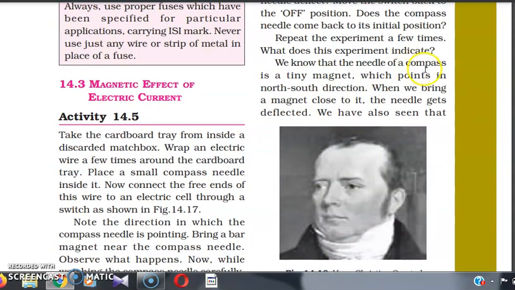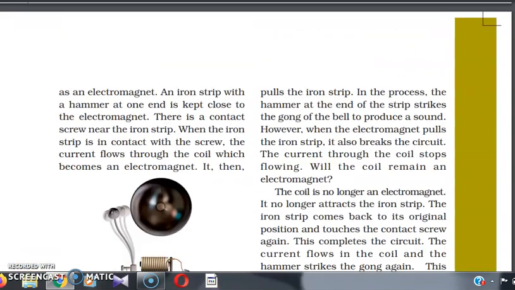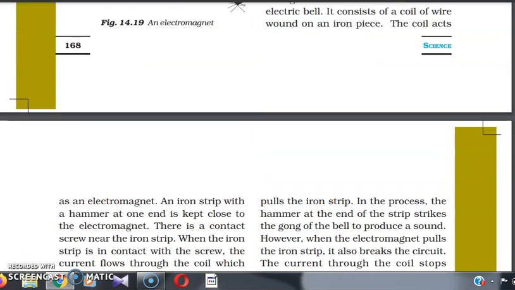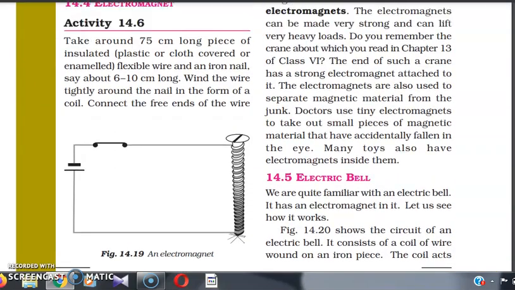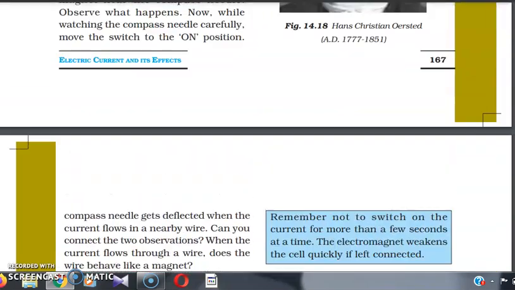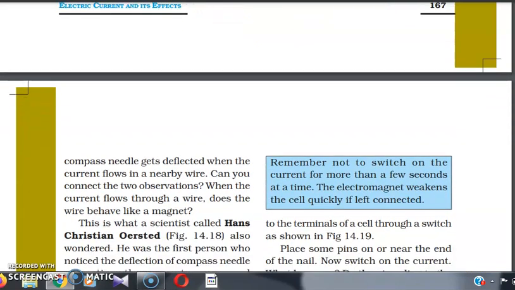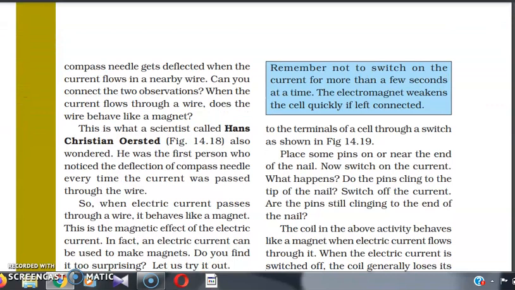We know that the needle of a compass is a tiny magnet which points in the north-south direction. When we bring a magnet close to it, the needle gets deflected. We have also seen that the compass needle gets deflected when the current flows in a nearby wire. So, as I have just told you, small magnetic fields are generated surrounding the wire.